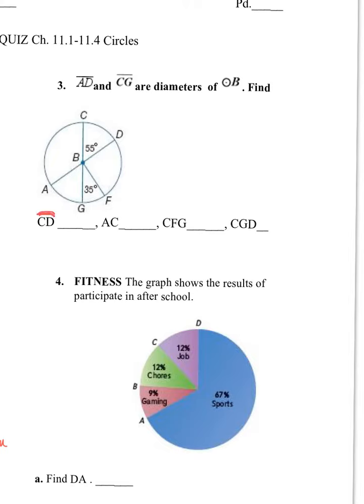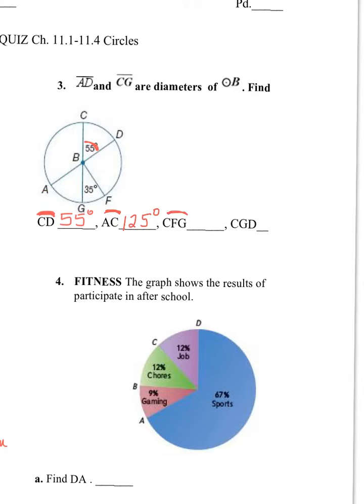So CD, well, that is given. This is the central angle, so that would be the same thing. So that would be 55 degrees. Now AC. What is AC? Well, that's two letters, more than likely. It's a minor arc. So there you go. Since this is a diameter, that's 180 minus 55. That gives you 125 degrees, because it's the remaining amount from 180 and 55.